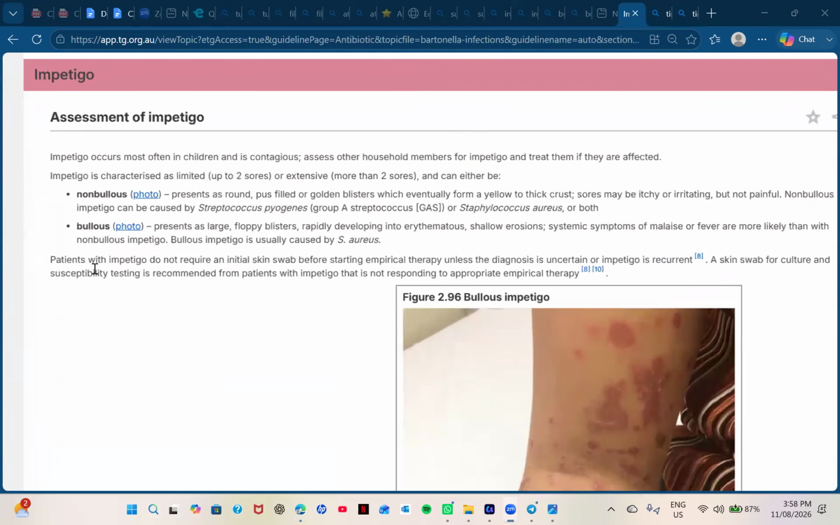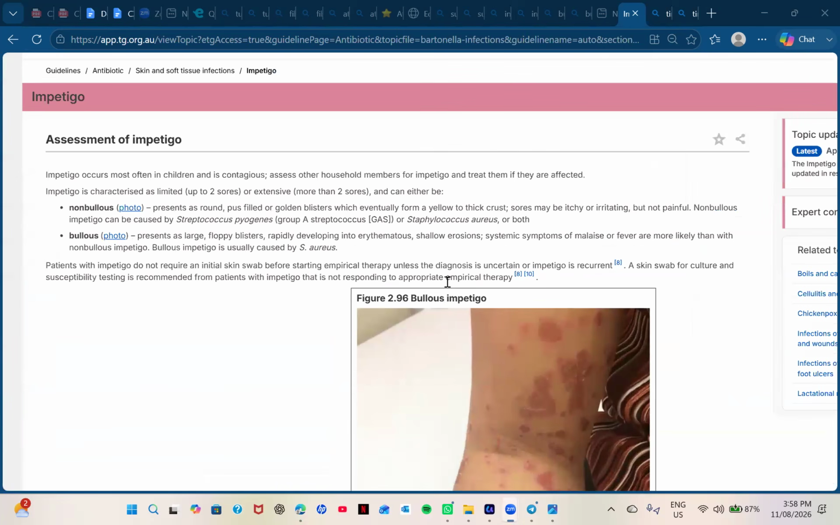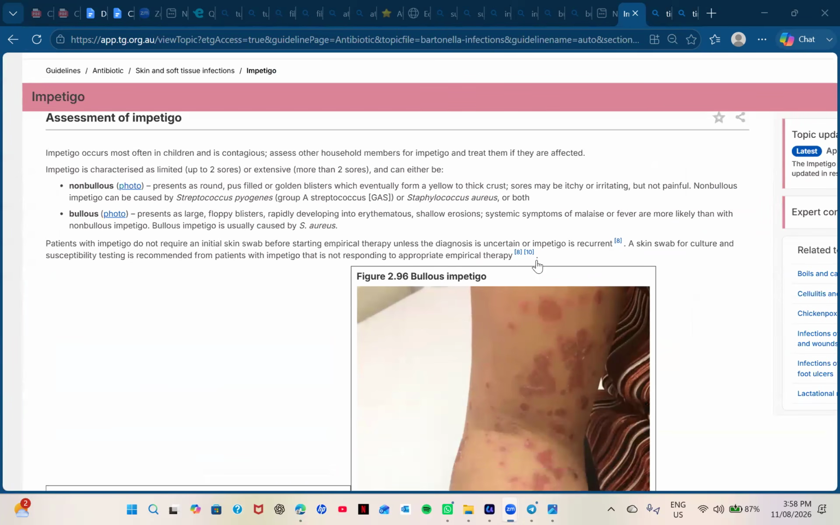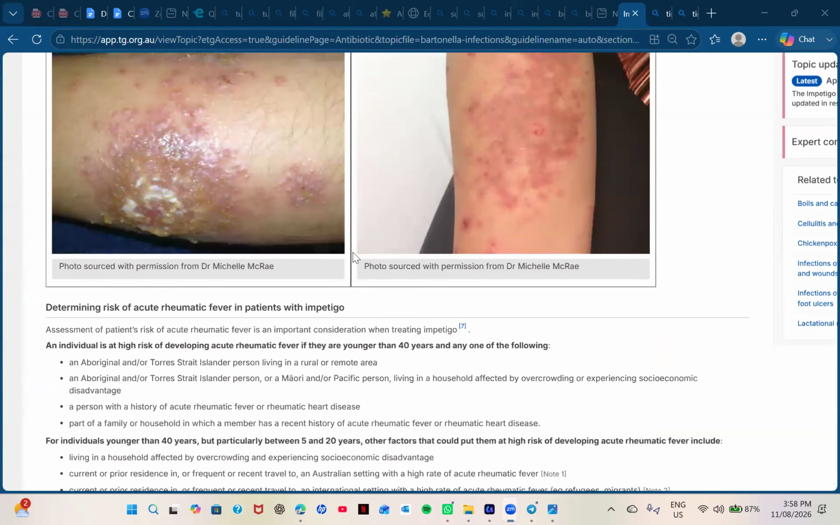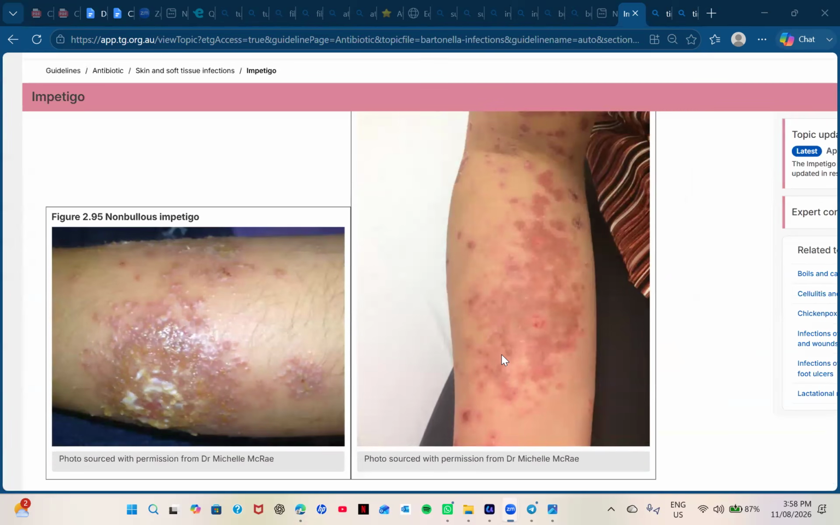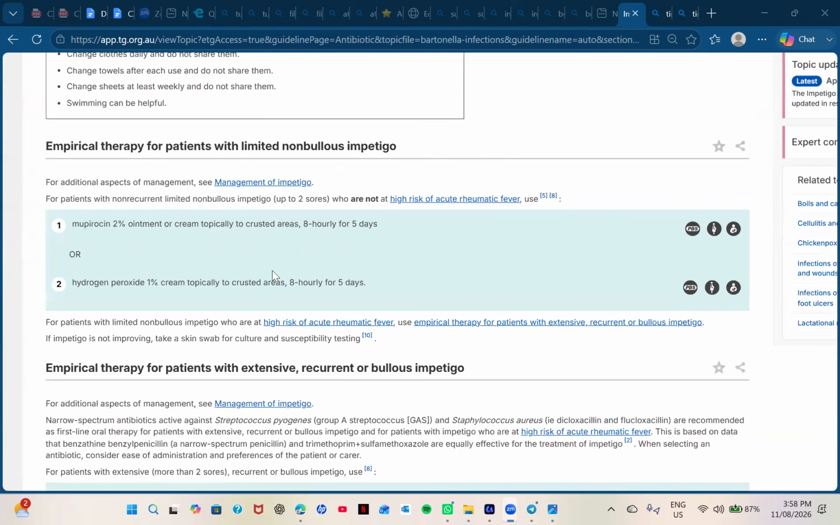Here, bullous impetigo: large floppy blisters, rapidly developing erythematous, shallow erosions. Systemic symptoms, malaise, fever, are more likely than with non-bullous impetigo. Bullous impetigo is usually caused by Staphylococcus aureus. The honey crust appearance, here you can see the extensive erythema. The treatment is like this.